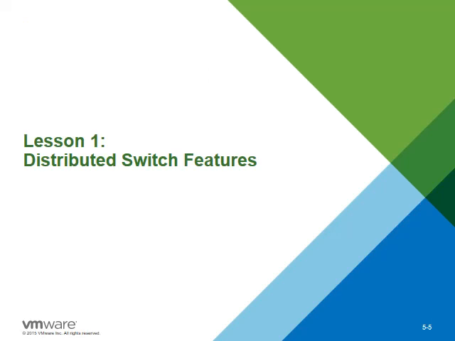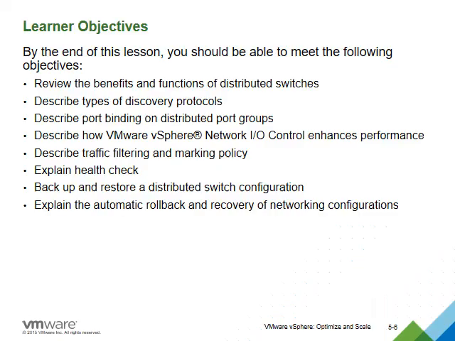Lesson 1, distributed switch features. After this lesson, you should be able to review the benefits and functions of distributed switches, describe the types of discovery protocols, describe port binding on distributed port groups, describe how VMware vSphere network I/O control enhances performance, describe traffic filtering and marking policy, explain health check, backup and restore a distributed switch configuration, and explain the automatic rollback and recovery of networking configurations.